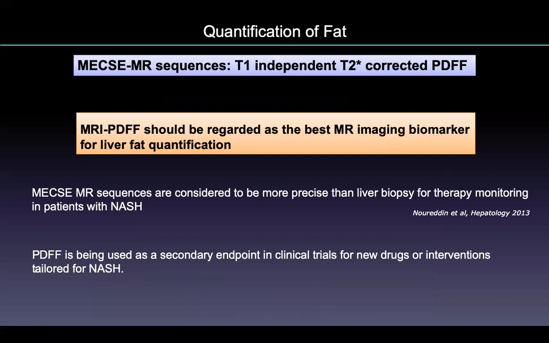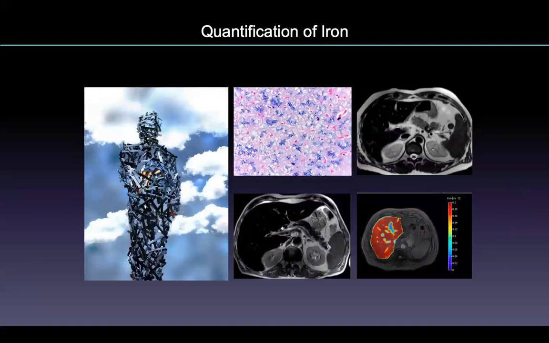So PDFF is now considered the best MR imaging biomarker for liver fat quantification, and it was considered to be even more precise than liver biopsy for therapy monitoring in patients with NASH, and it is also being used as a secondary endpoint in clinical trials for new drugs or interventions tailored for NASH. So now let's move on to iron.